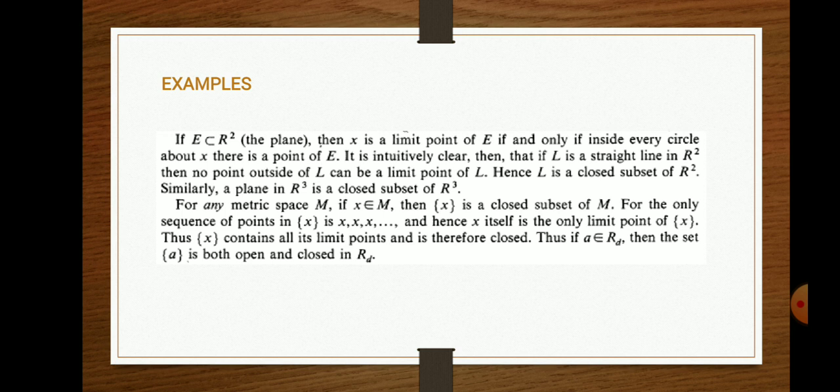For any metric space M, if X belongs to M, then the singleton {X} is a closed subset of M. The sequence of points in {X} is the constant sequence X, X, X, so X itself is the only limit point of {X}. So {X} contains all its limit points, therefore it is closed. Thus if A belongs to R with the discrete metric, then the set {A} is both an open set and a closed set in R2.